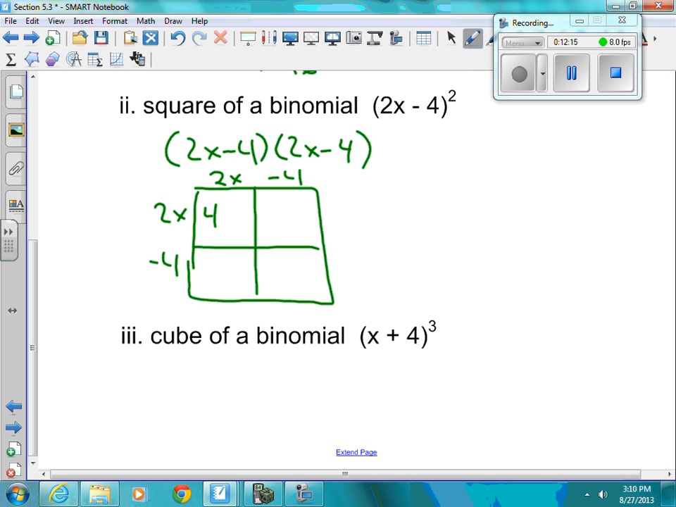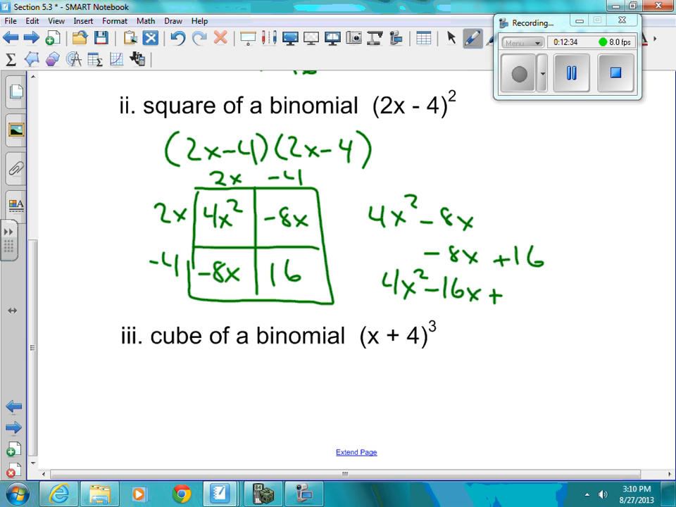2x times 2x. I know you all have to make that. It's 4x squared. 2x times negative 4 is negative 8x. Negative 8x, positive 16. I get 4x squared minus 16x plus 16. So, perfect square trinomial, right? Same thing. When we factor this, 4x squared minus 16x plus 16, we get (2x minus 4) squared. Definition of a perfect square trinomial.